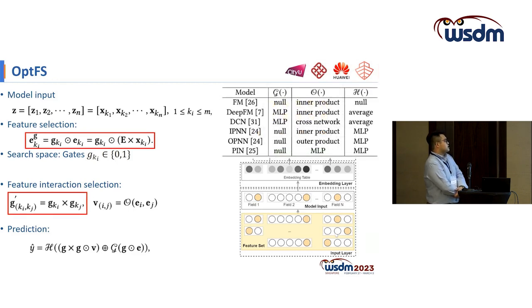And the final prediction is made by this equation, where big G projects the embeddings to the interaction space. Here is the interaction result, and big H is used to generate the final prediction. And here we present some examples for big G, big O, and big H. For example, for FM, big O is the inner product, while big G and big H are none.